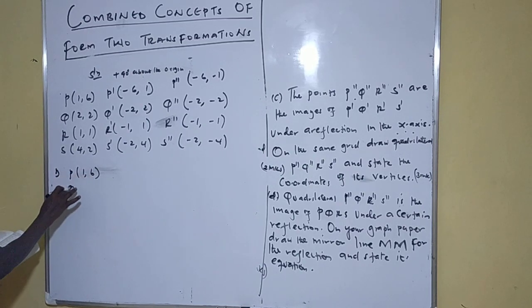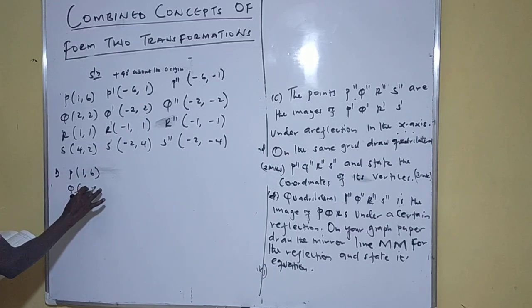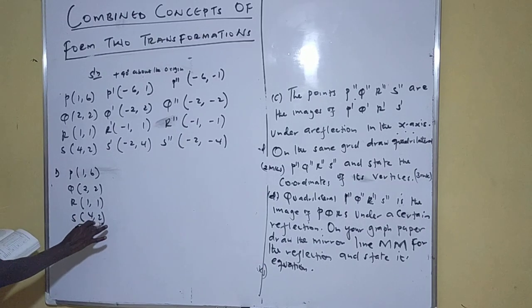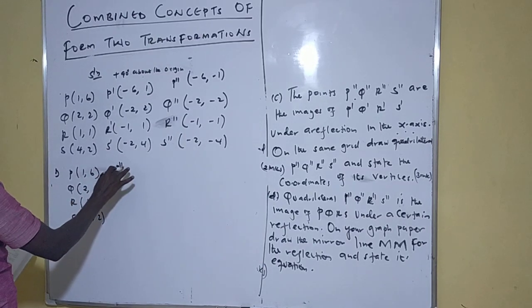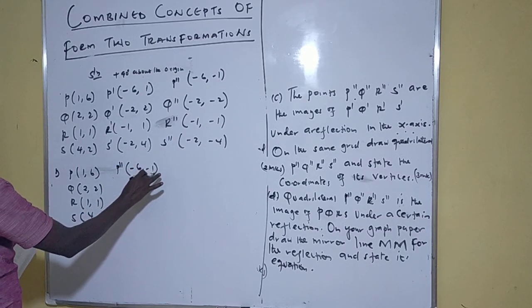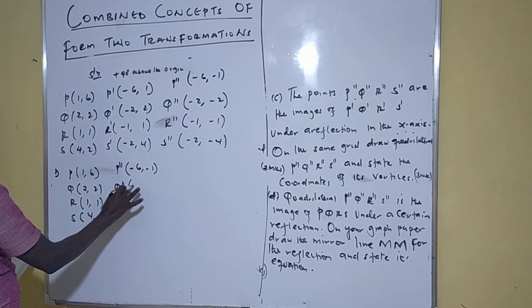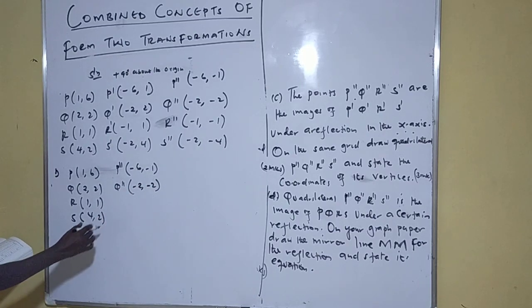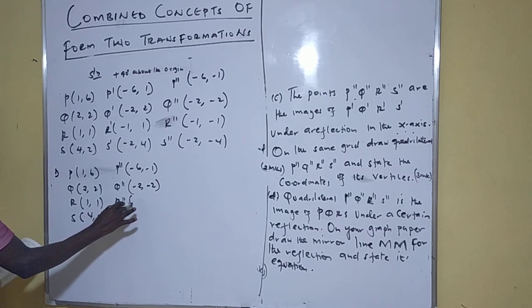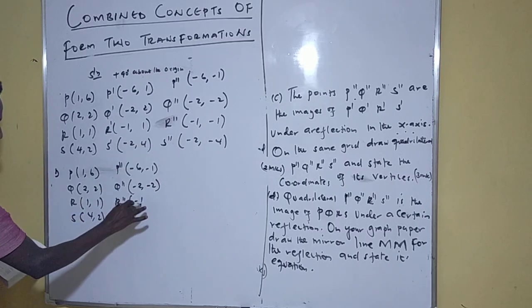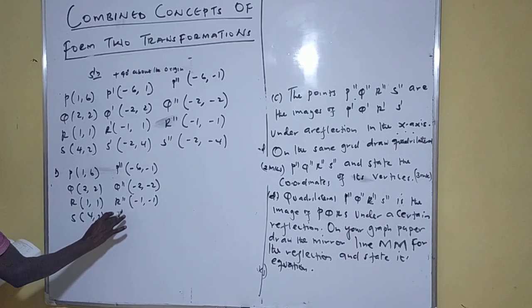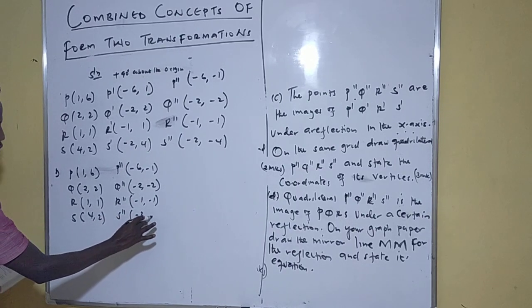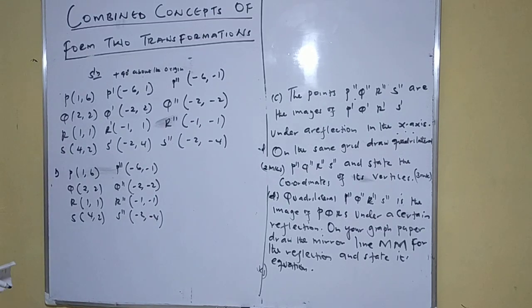B1, 6, Q 2, 2, R 1, 1, S 4, 2. Then we have B double prime as -6, -1, Q double prime as -2, -2. Okay? Then R double prime as what? -1, -1. Then S double prime is what? -2, -4.